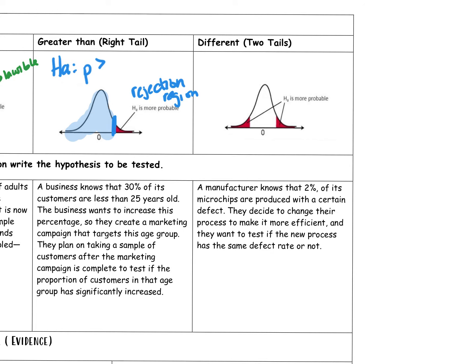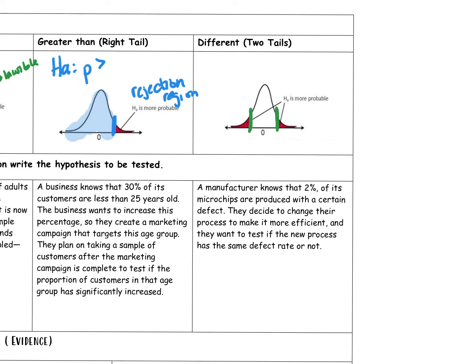In directional tests, in the wording, they're going to tell us that the sample either was more than or less than something. In a two-tailed, or what we call a non-directional test, they just tell us that it's different. We don't know if it's greater than, we don't know if it's less than, we just know that it's different. And so in this particular case, when we want to say that something is different, we have to check both tails.